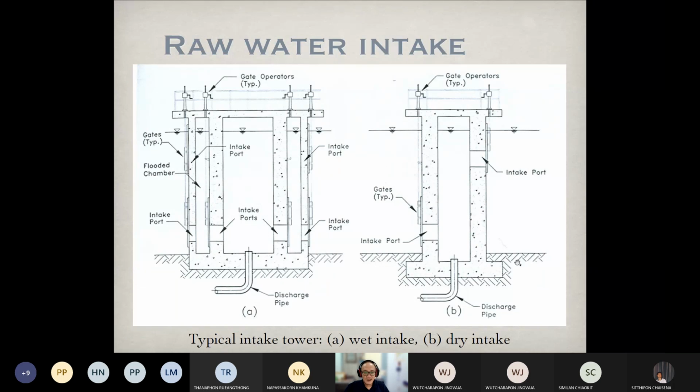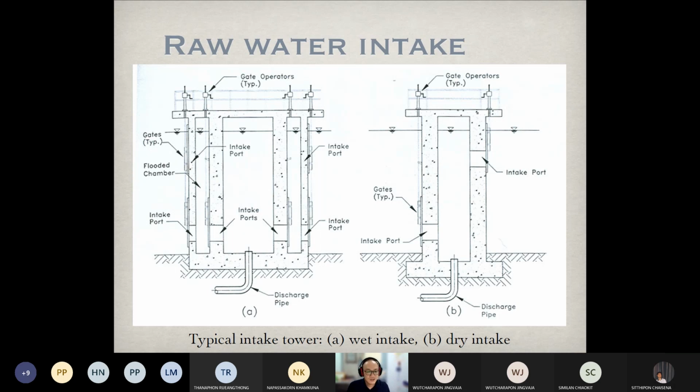These are photographs showing a typical intake tower. According to this photo, there are two types of intakes. Figure A is the wet intake, while figure B is the dry intake. The difference between these two intake facilities is the water jacket, or, according to this figure, the flooded chamber.